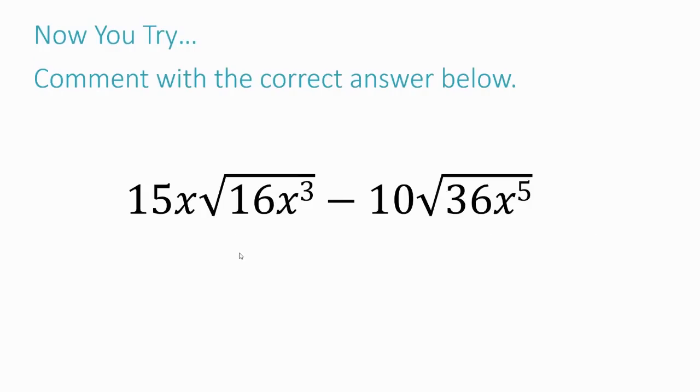Now you try. Comment with the correct answer below, then head over to my website and click on video answers to see if your answer is correct. The problem is 15x square root 16x to the third minus 10 square root 36x to the fifth power.